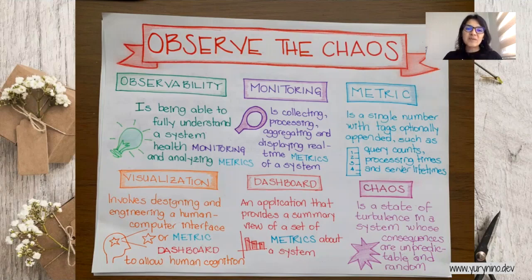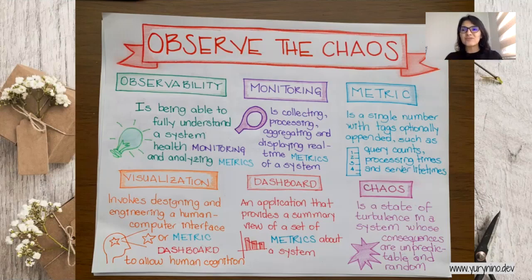Remember, observability is being able to fully understand a system, health monitoring and analyzing metrics. Monitoring is about collecting, processing, aggregating, and displaying real-time metrics of a system. Metric, an important term here, is a single number with tags optionally appended, such as query counts, processing times, and server lifetimes. Visualization involves designing and engineering a human computer interface or metric dashboard to allow human cognition, for example. Dashboard is an application that provides a summary view of a set of metrics about a system.